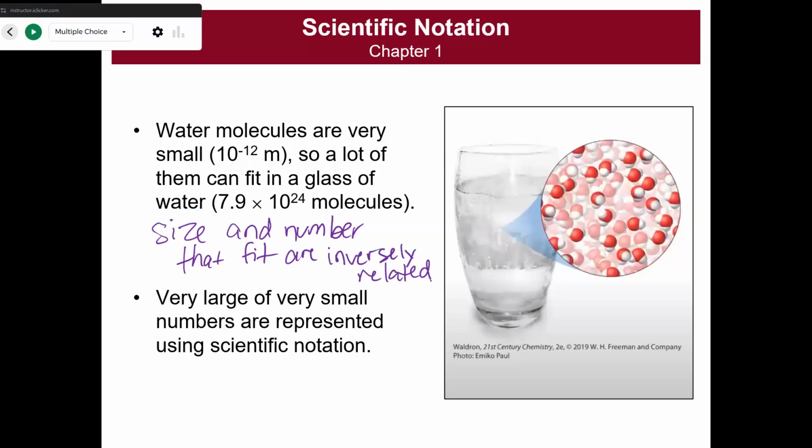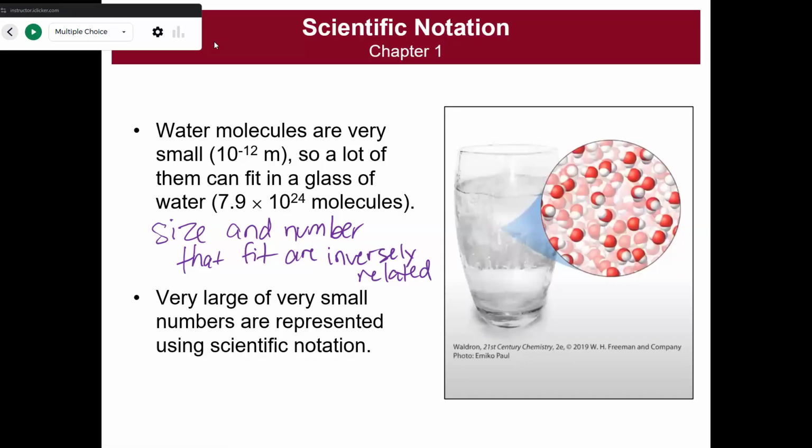So as the size gets bigger, comparing a Skittle to an atom, fewer of them can fit. And when we talk about very large or very small numbers, we're talking about scientific notation. Scientific notation is that times 10 to the whatever. The number that comes before it, 7.9 in this case, 7.9 times 10 to the 24. That number is always between 1 and 10, or 1 and 9.999. And then the power of 10, the 24 in this case, tells us basically the magnitude of that number, how many zeros it's got after it.